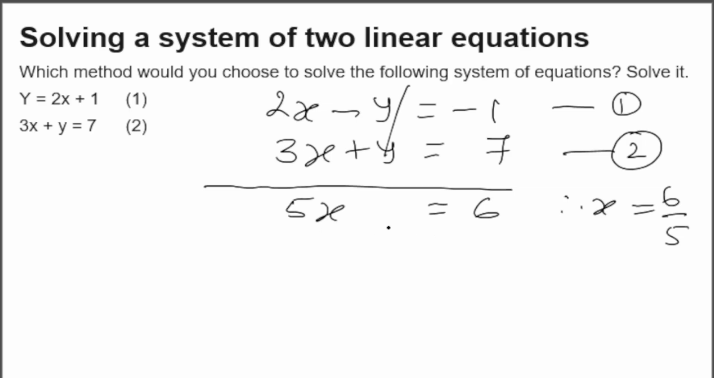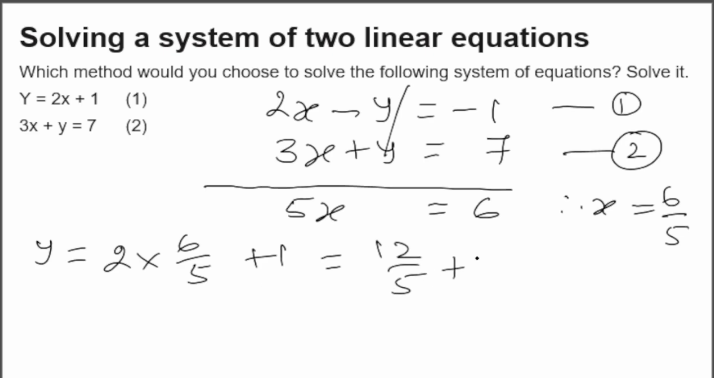And when we shift it to the right hand side, 6 will be divided by this 5. Now, put this value into equation 1. So, y is equal to 2 into 6 upon 5 plus 1. This way we will get the value of y. So, this is equal to 12 upon 5 plus 1.